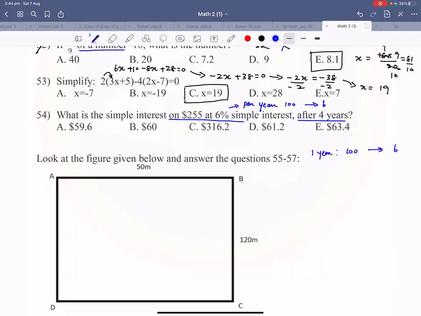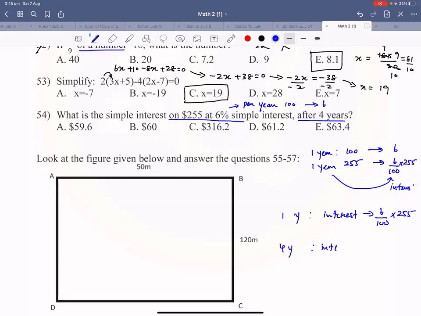I have invested 255. So for 255, how much? So that would be 6 divided by 100 times 255. Right? So that is the profit. So this is for 1 year. 1 year you get this much of profit or interest. So for 1 year, interest would be 6 divided by 100 times 255. So for 4 years, interest would be what? 4 times of this, right?